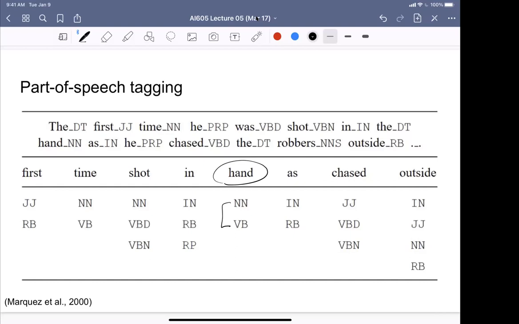And that's why the problem is not trivial, because the role of the word can differ depending on the word's context. And hand might have only two possible roles, but in some cases like outside, it has four possible roles. But the truth is that in a given sentence, the word can have only one role. So in this sentence, the true role of outside is RB.